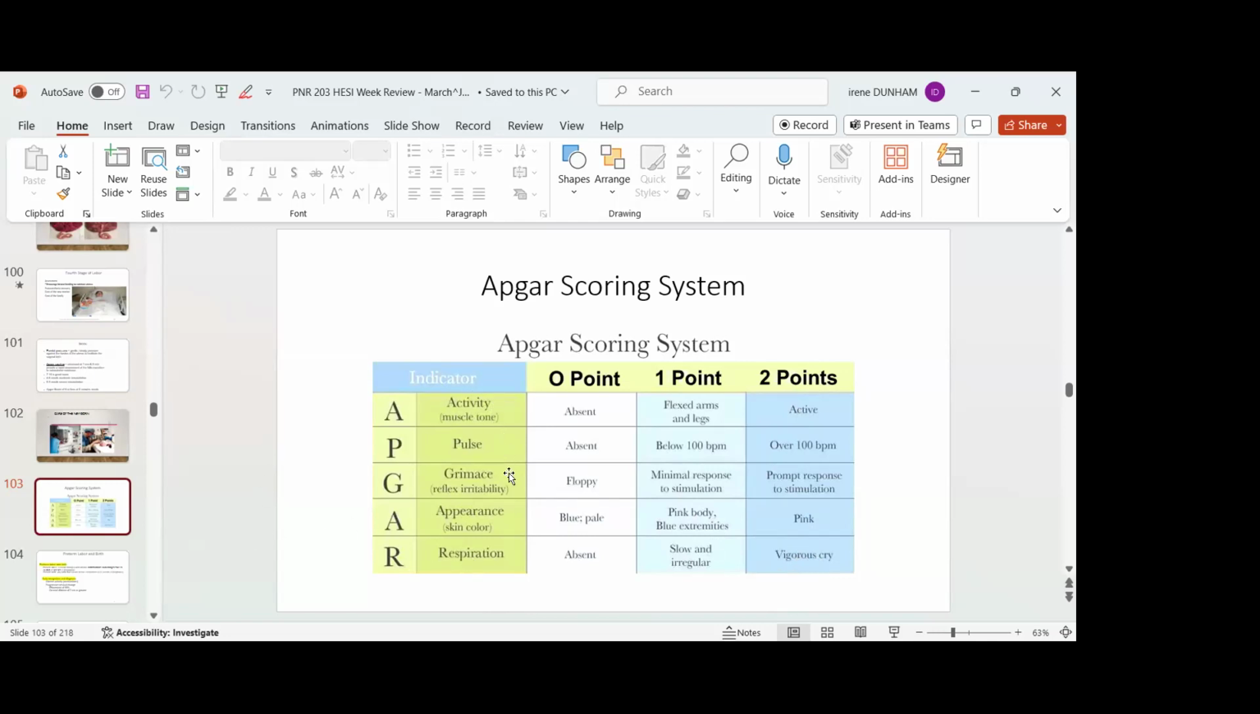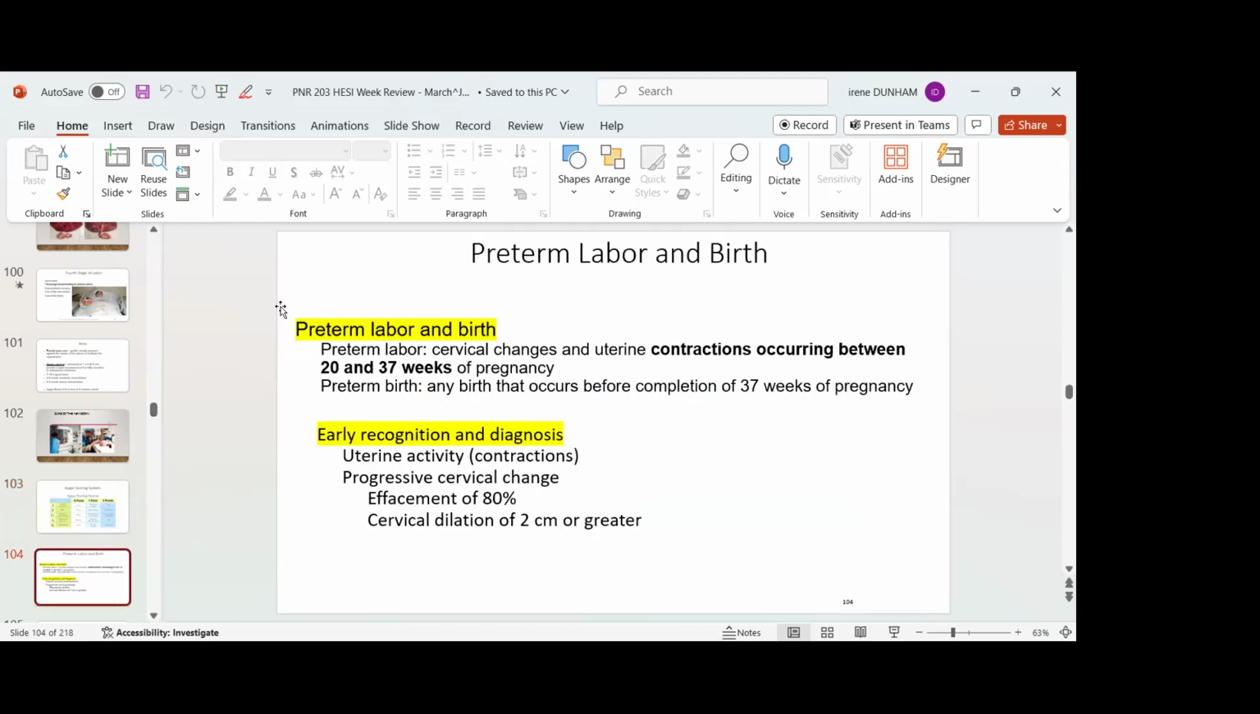So I thought this was an easier way to remember because it spells out. Okay, I use anything I can to remember. All righty. Now, I'm going to go into a little bit of preterm labor and birth.